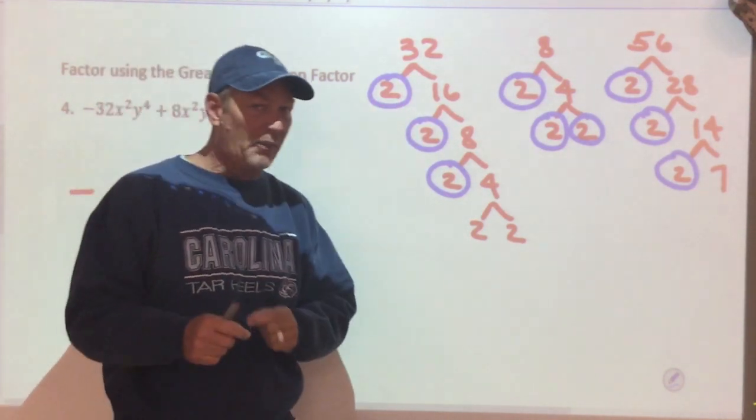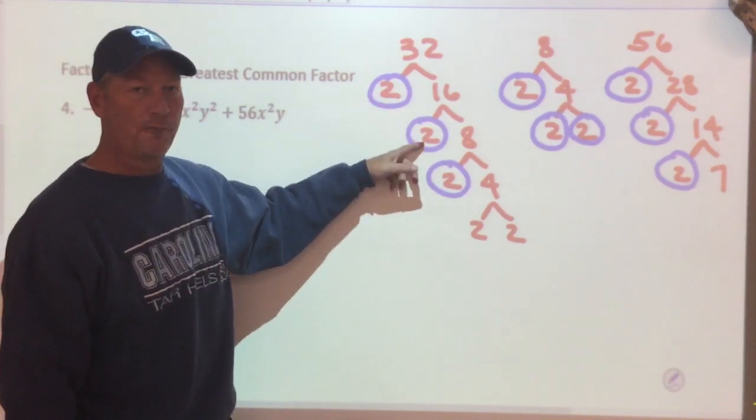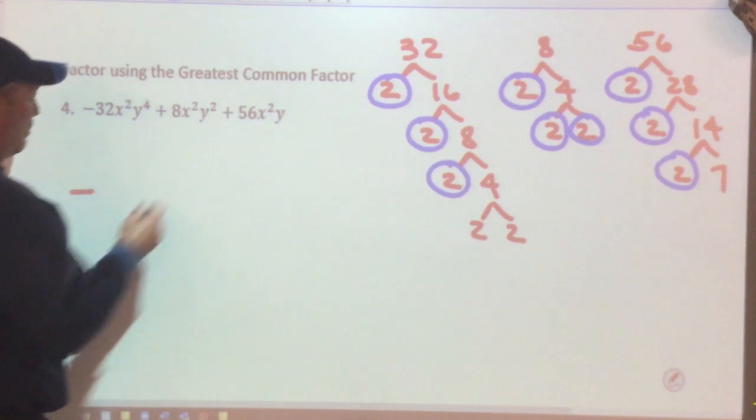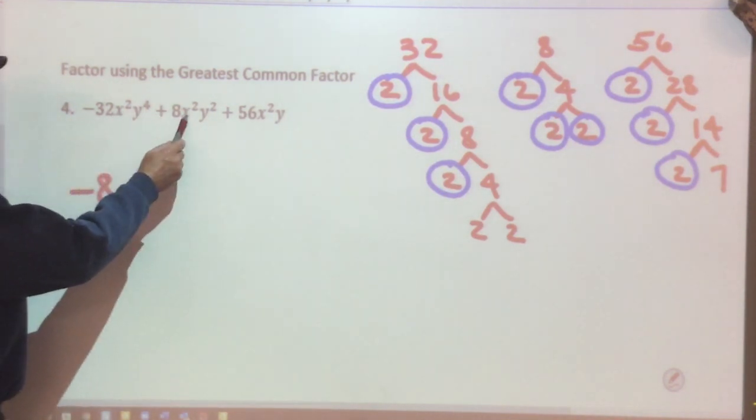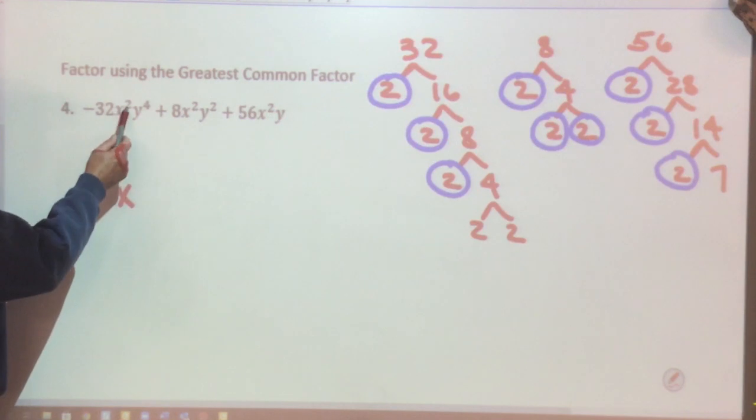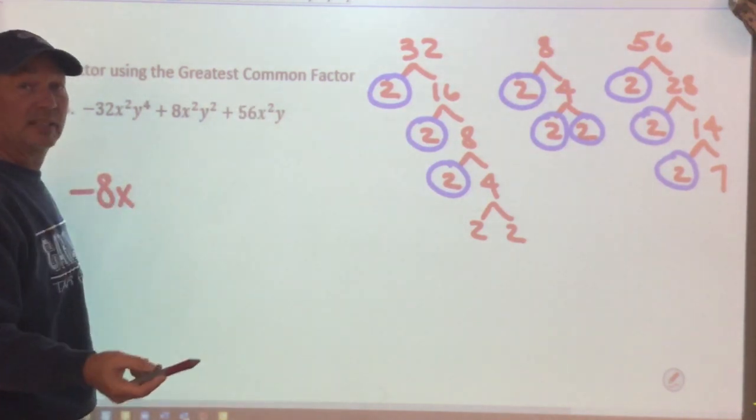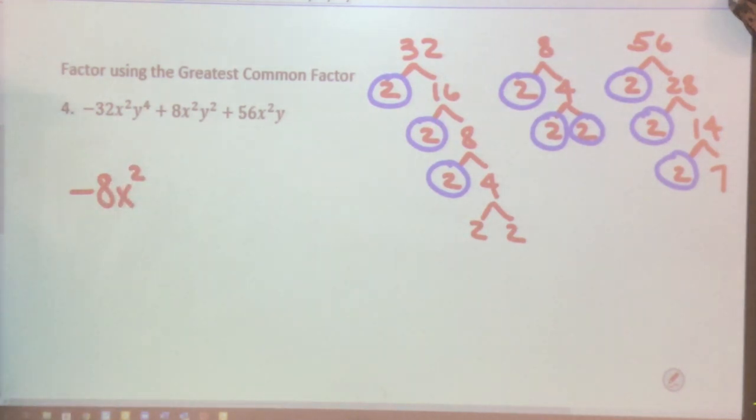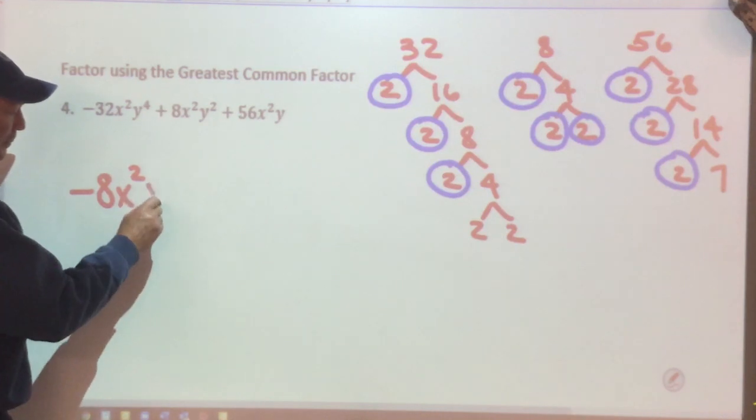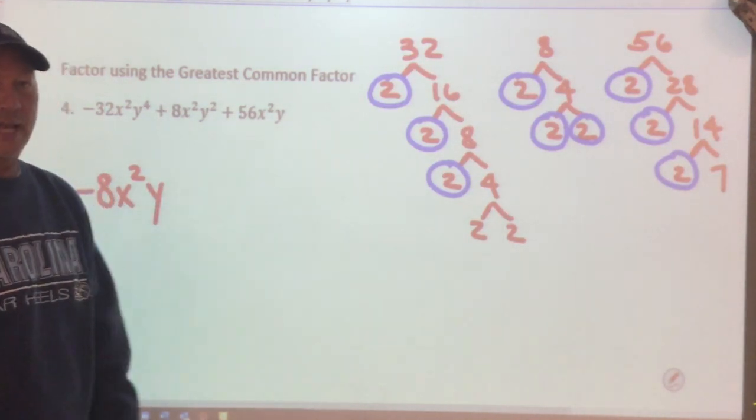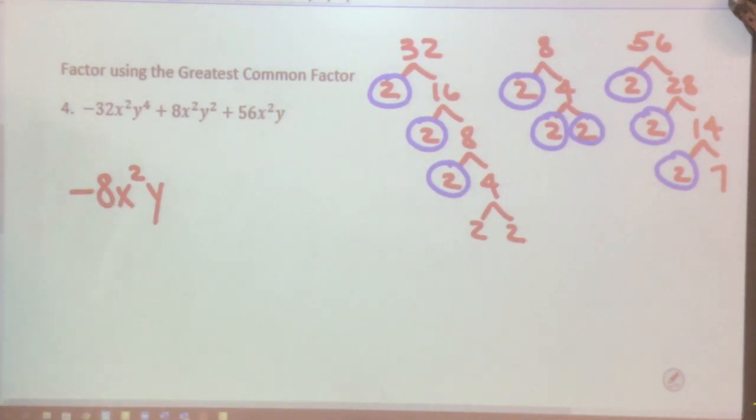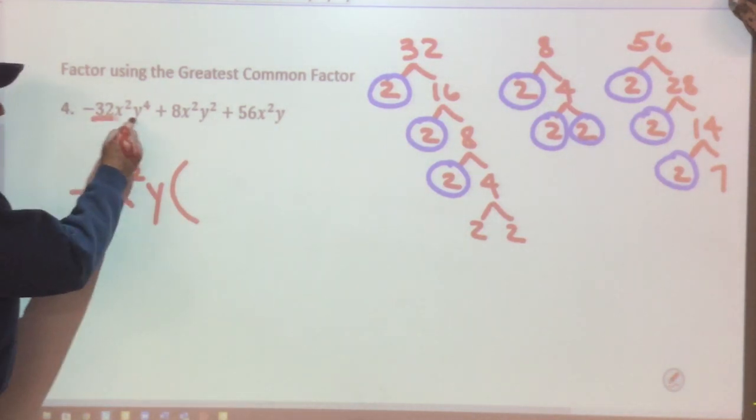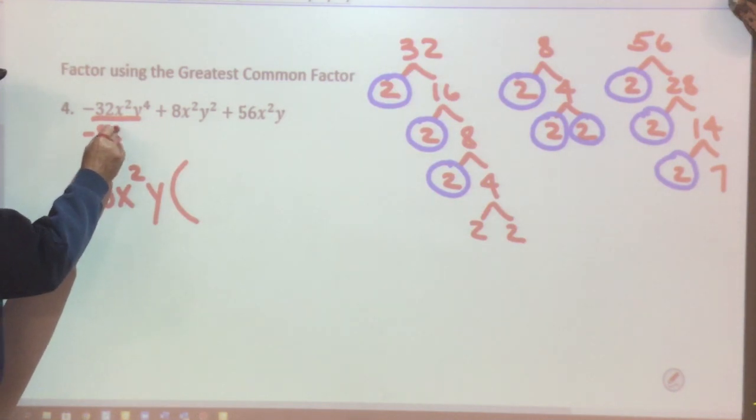So what does that mean? Do we add those or multiply? We multiply. 2 times 2 is 4, 4 times 2 is 8. My greatest common factor is going to be an 8. Then we look at the variables. This has an x, this has an x, this has an x, all to the second power, so we pick x to the second. They all have a y, but we want the smallest exponent. This is a 4, this is a 2, this is a 1, so we pick y to the first power. That is my greatest common factor. We need to figure out what to put inside the parentheses, so we divide each term by negative 8x squared y.